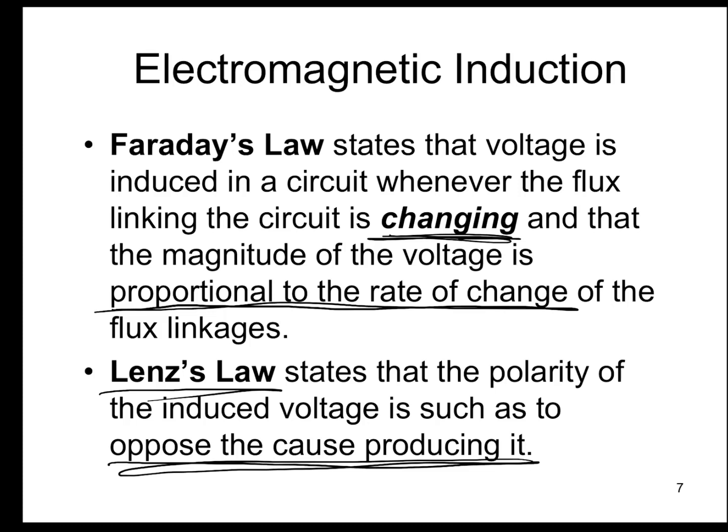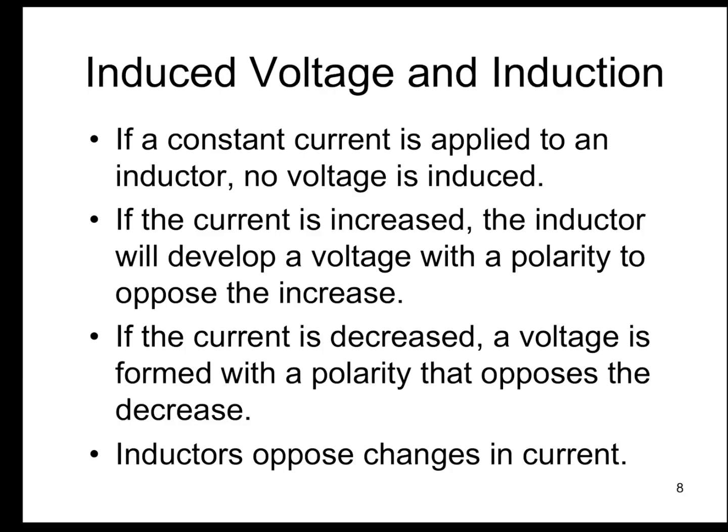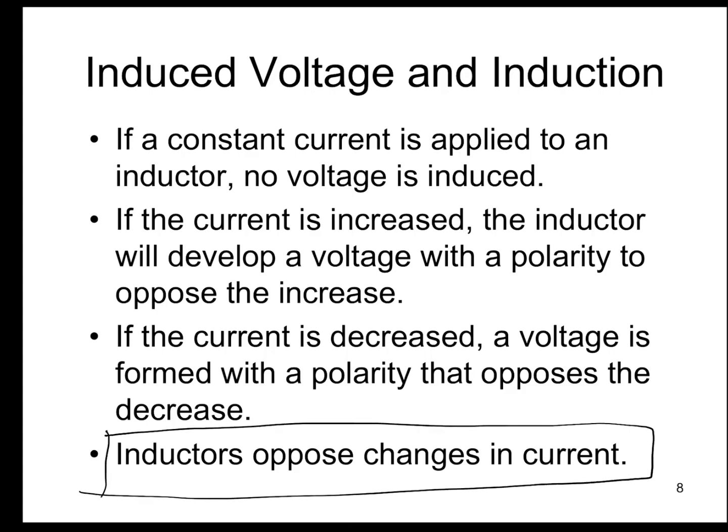It's not resistance. It doesn't do real work. But it's a type of opposition in the circuit that opposes changes in current. So, as we said at the beginning, if we have a constant current applied to an inductor, no voltage is induced. If the current is increased, that means there's going to be a change in current. And as a result, the polarity created from the reactance of that inductor is going to be one that opposes that increase. And if you look at decreasing, it's the same way. So at the end of the day, we make an overall statement that says that inductors oppose changes in current.